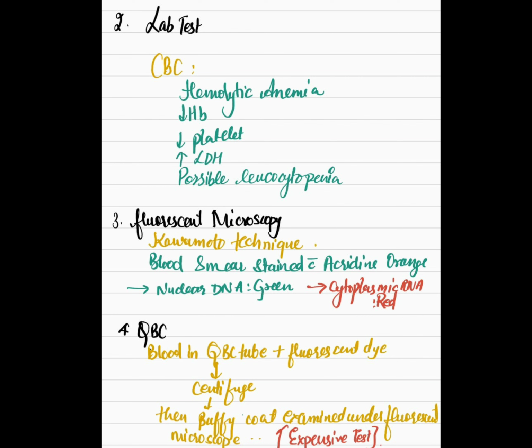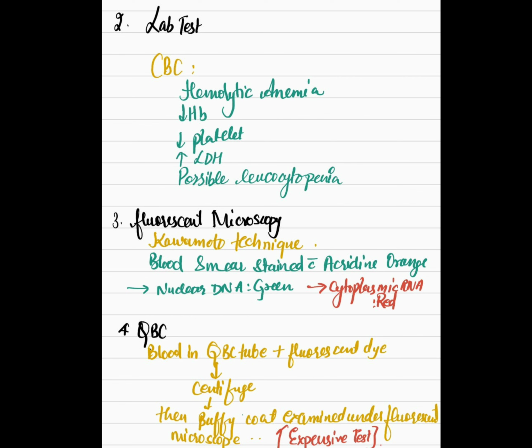Coming to the lab tests, CBC: hemolytic anemia will be seen, as we have discussed that there will be destruction of RBCs. So hemoglobin will be decreased, platelets will be decreased, LDH will be increased, and possible leukopenia. Third is fluorescent microscopy. The Kawamoto technique is used, in which the blood smear is stained with acridine orange, and nuclear DNA will appear green and cytoplasmic RNA will appear red.